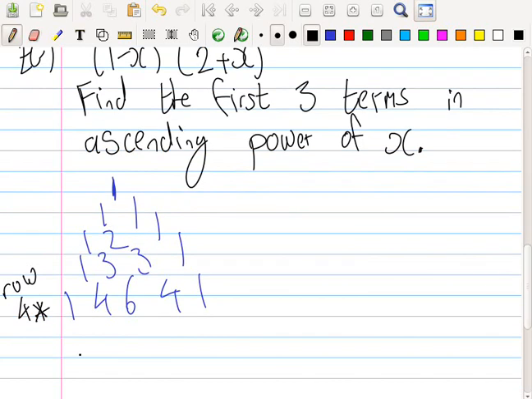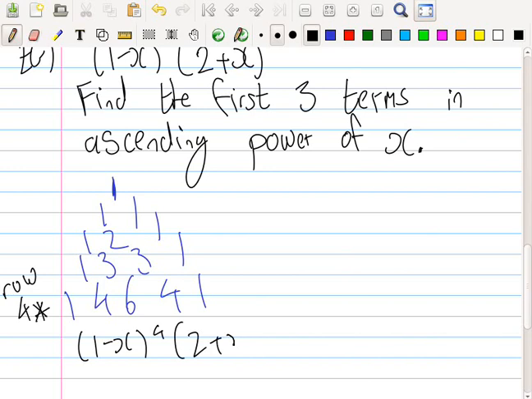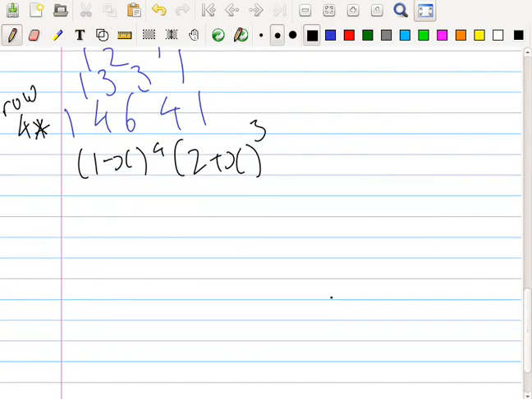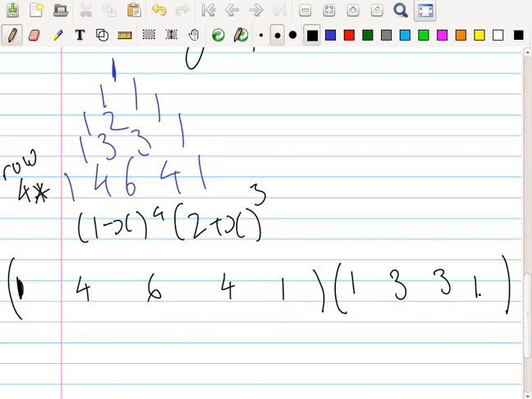It's 1 minus x power 4 and 2 plus x cubed. So, for 1 minus x 4, what numbers will I need? I'll need 1, I'll need 4, I'll need 6, I'll need 4, and I'll need 1. And then for cubed, what do I need? I'll need 1, 3, 3, and 1. So I'm going to have not much space.